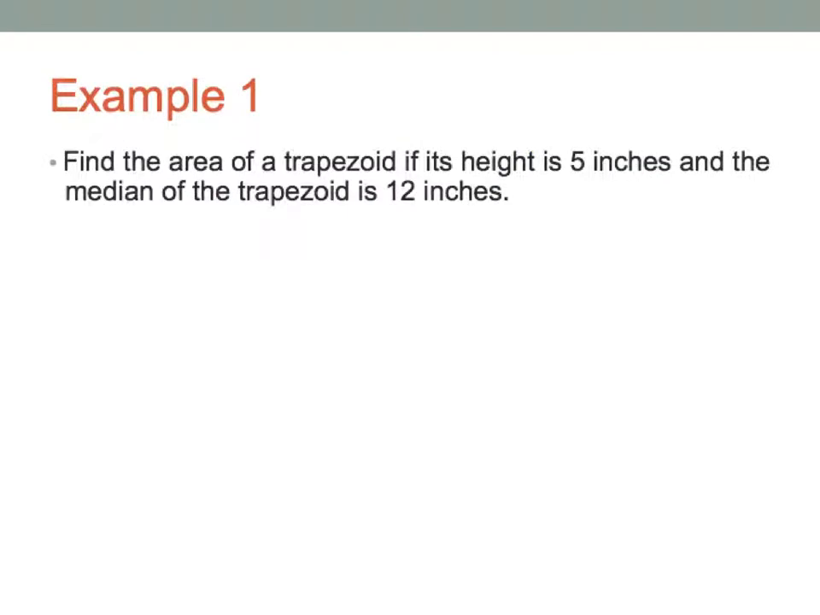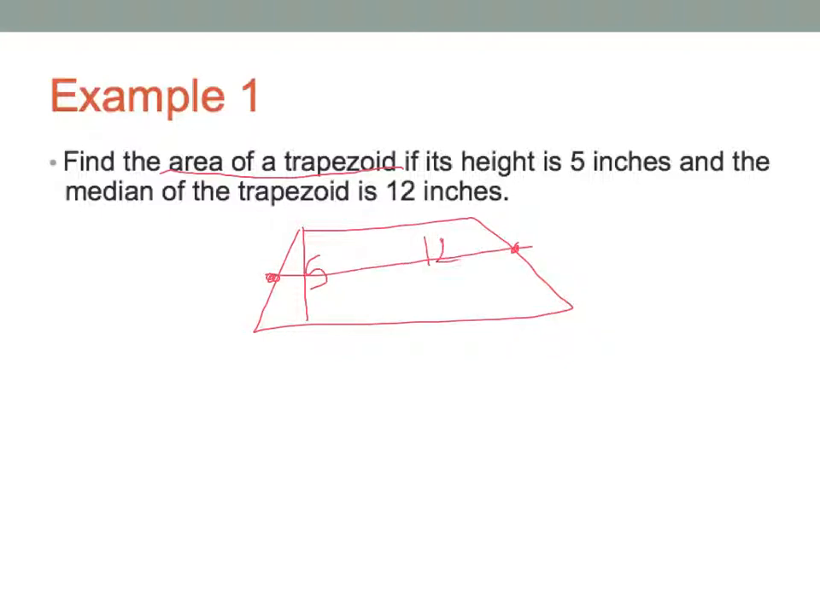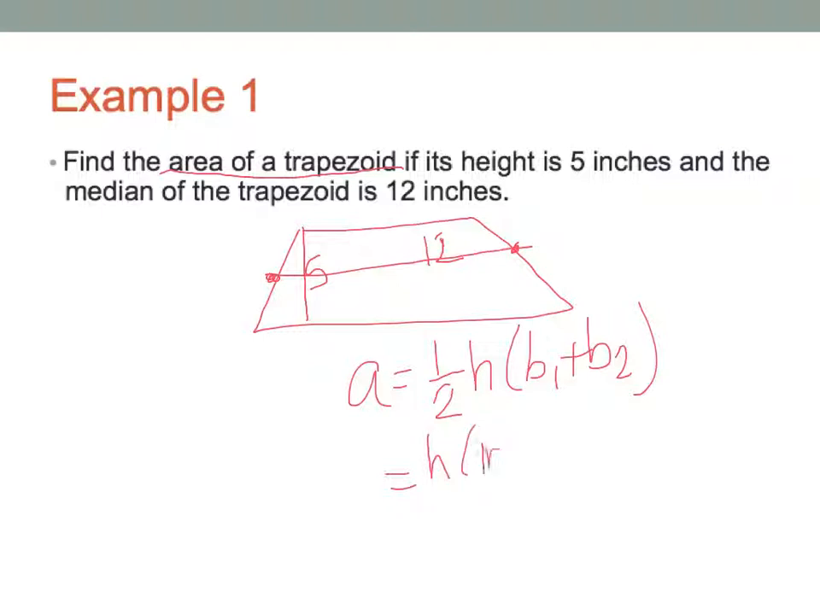Find the area of a trapezoid, and I like you guys always to underline what they're asking you for. If its height is 5, and the median of the trapezoid is 12. So here's a trapezoid. My height is 5, and it's giving me the median. The median is 12. So I want to show you that area equals 1/2 the height times the sum of my bases, which is the median. So I'm going to write its height times the median.